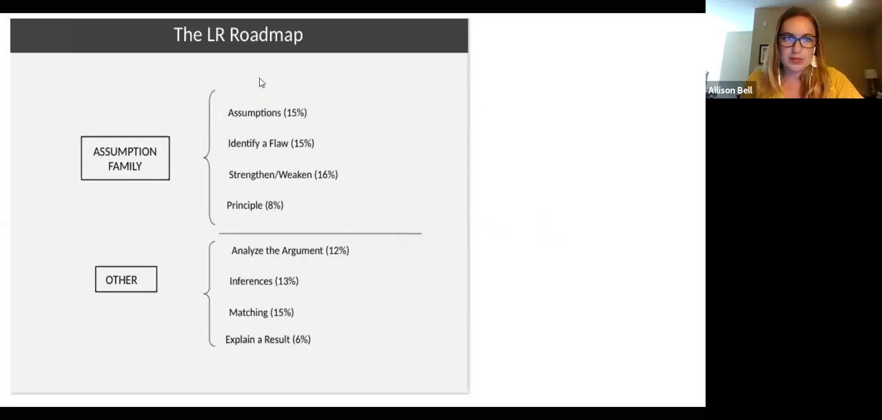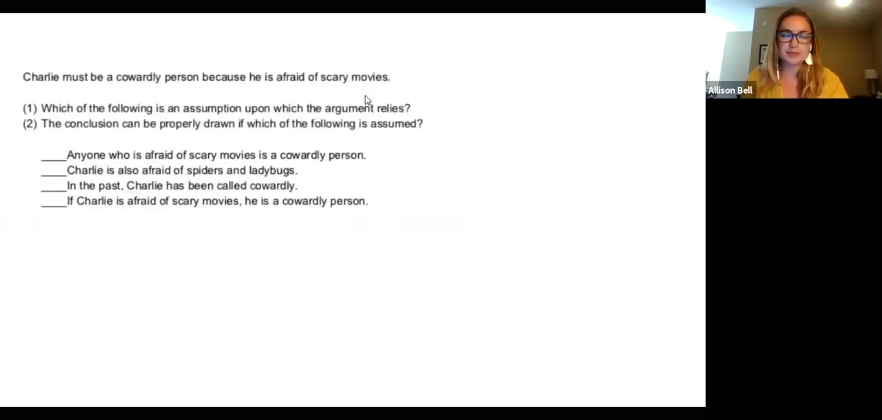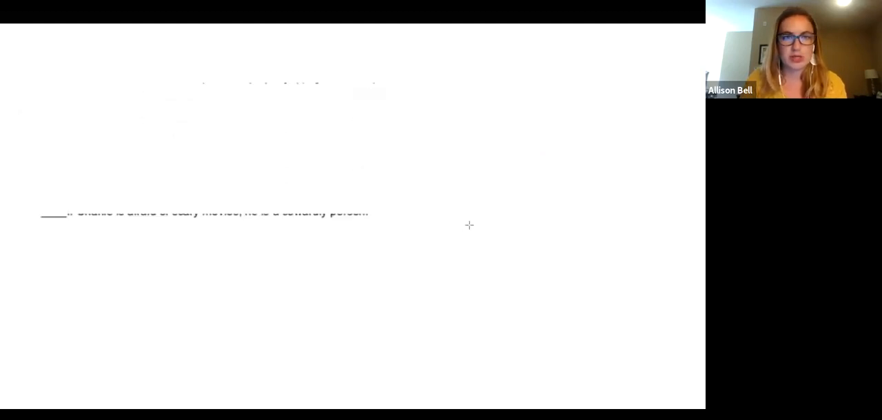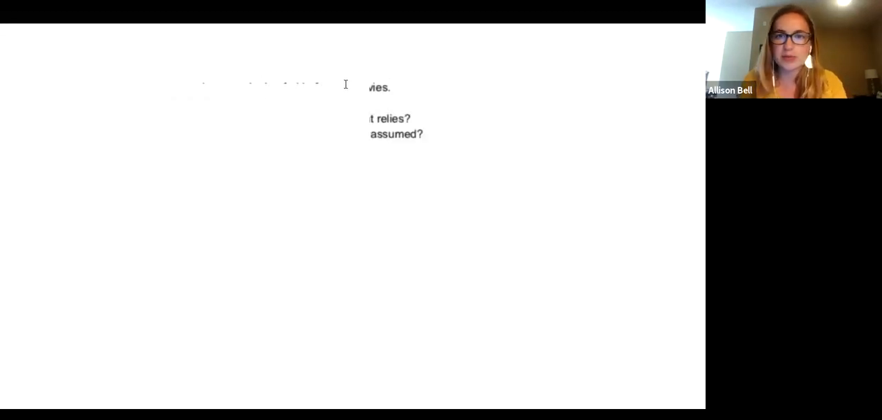All right, so let's get started with that. So I'm going to cover up this question for just a minute so that we can talk about the difference between sufficient and necessary assumptions. I'm going to give you an example of an argument. It's a pretty simplified argument compared to what you might see on the LSAT, but it'll help us understand.